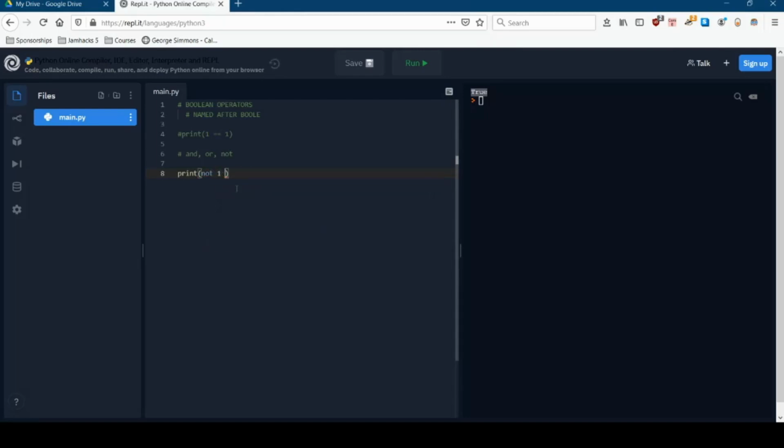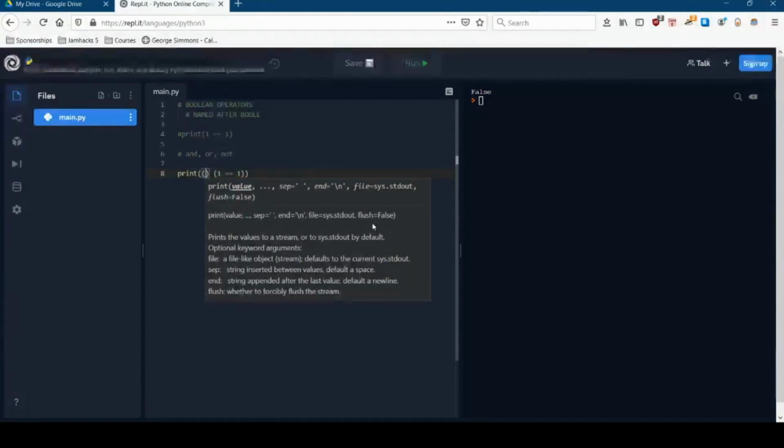So let's see not 1 equals 1. And I think there should be braces here, which is false. What happened here is that the not operator flips the Boolean value. In English, that means if there's a true, not turns it into a false, and if there's a false, not turns it into a true. So it's basically saying if this is not true, then we'll evaluate it true. One of the big advantages of Python is that it's almost like English, which is why it's so nice.